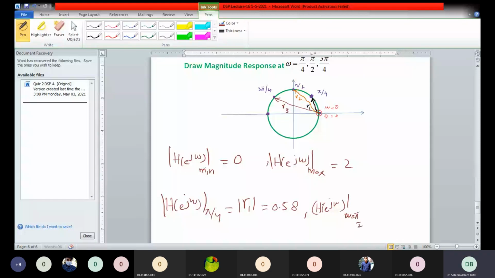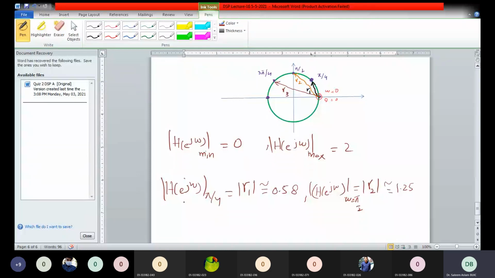या आपके पास क्या आ जाएगा? r2, and let's say it's 1 point, कितना बनेगा? Let's say 1.25 or 1.3 roughly. इसलिए हम approximate इधर लगा देते हैं. And what about 3 pi by 4? It's around 1.7, right? So it's roughly that at 3 pi by 4.